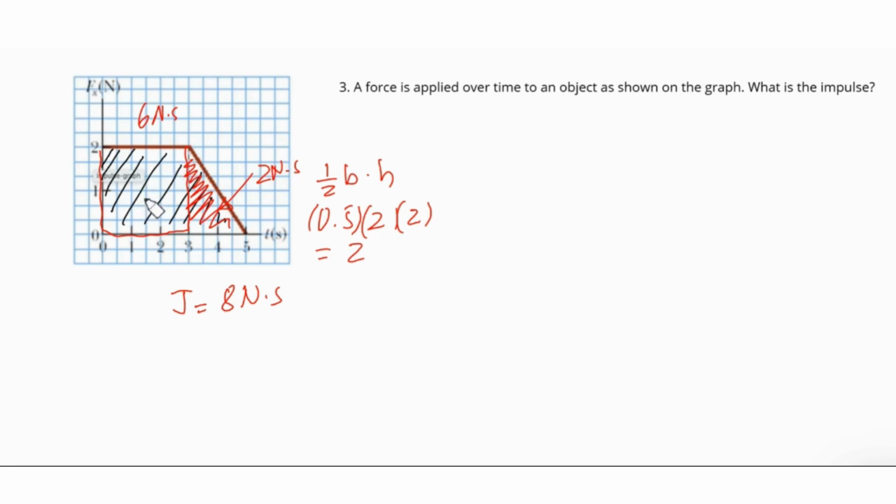Okay, pretty straightforward on how we find the impulse. And remember, we're finding the impulse so that later on we can determine what will be the change in momentum of the object that I just applied this impulse to.